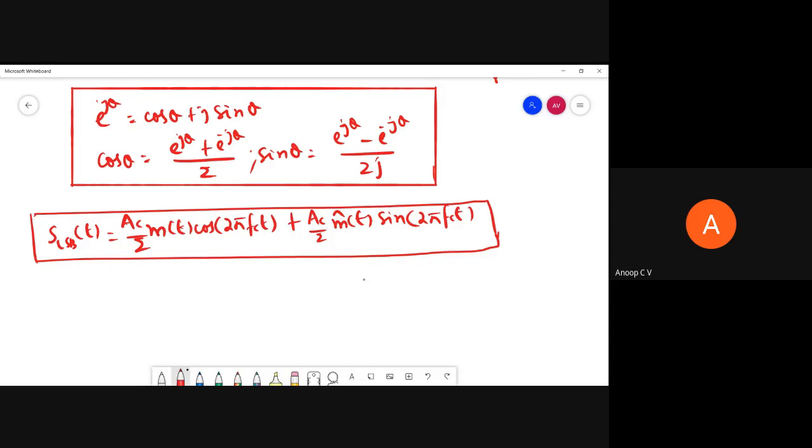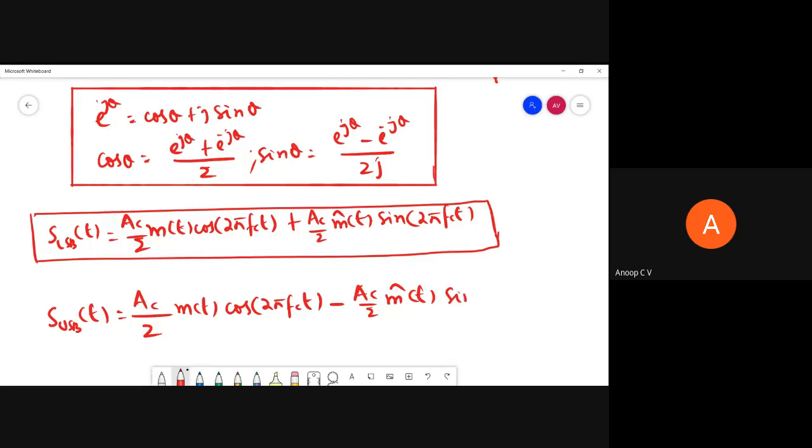So you can see this is m of t cos 2 pi f_c t plus A_C by 2 m cap of t, which is nothing but the Hilbert transform of m of t times sine 2 pi f_c t. This is for LSB, lower sideband, so SSB with only lower sideband retained. If I need SSB with only upper sideband retained, in the same manner we can prove that the time domain expression will be equal to A_C by 2 m of t cos 2 pi f_c t minus A_C by 2 m cap of t sine 2 pi f_c t.